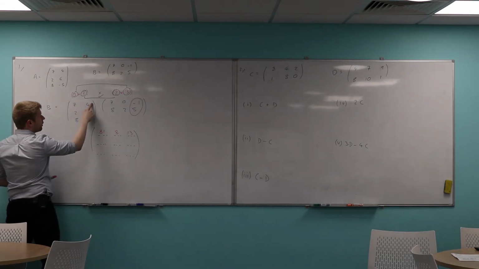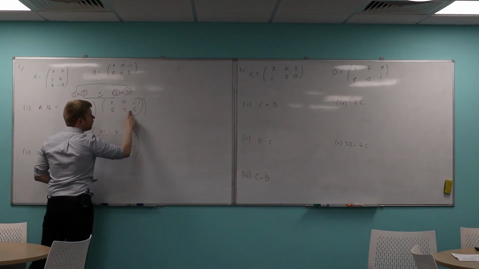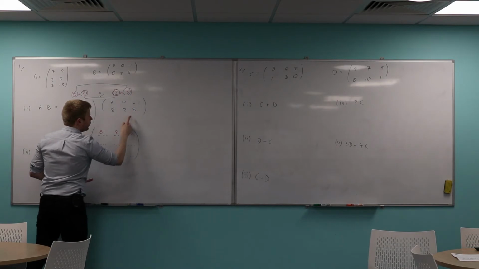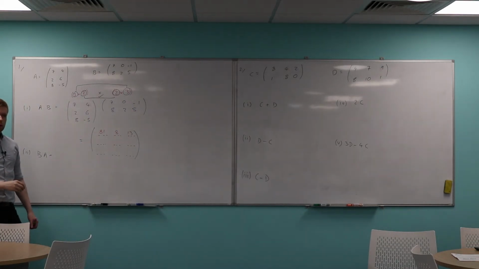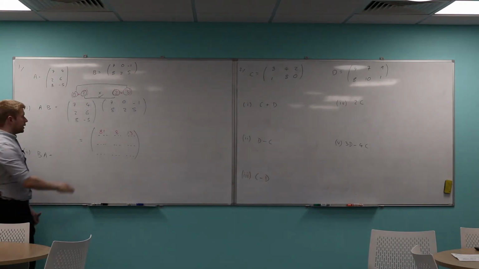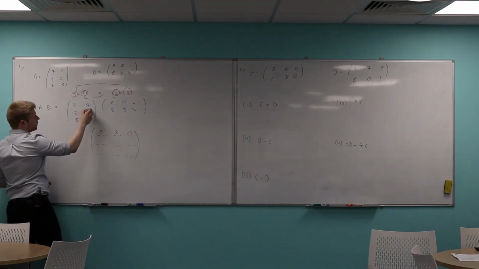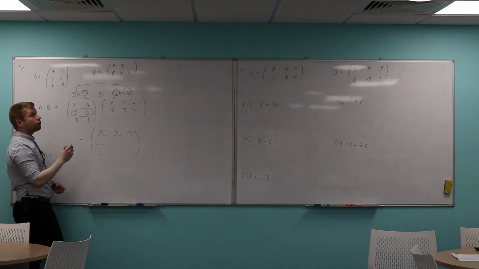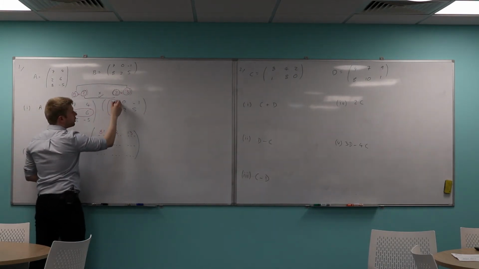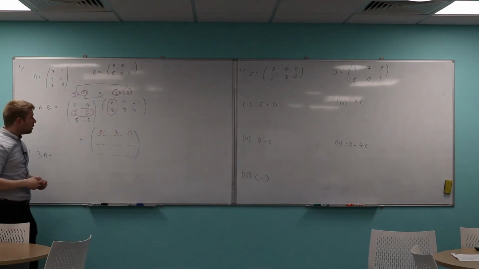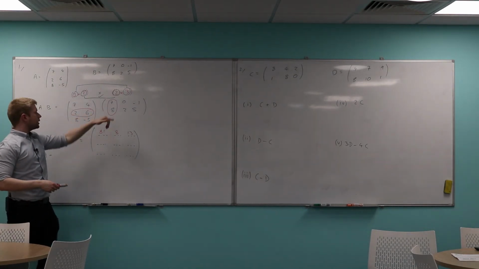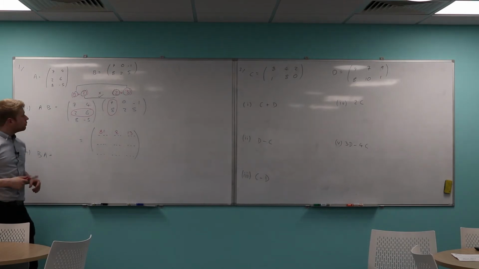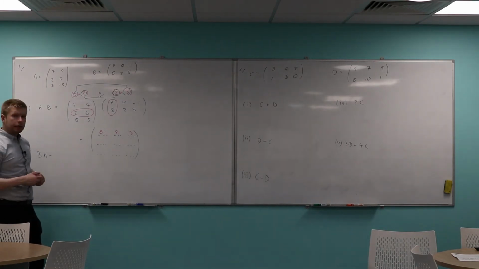Now let's try and find some other elements. Let's go for this element here. What position is that element in? Fantastic, second row, first column, which means I'm going to be using the second row from this matrix and the first column from this matrix. Then you multiply corresponding elements together. So 2 times 7 plus 6 times 8. 62. Do we agree with that?